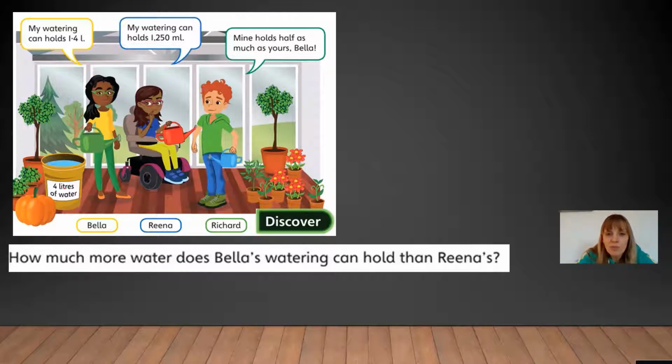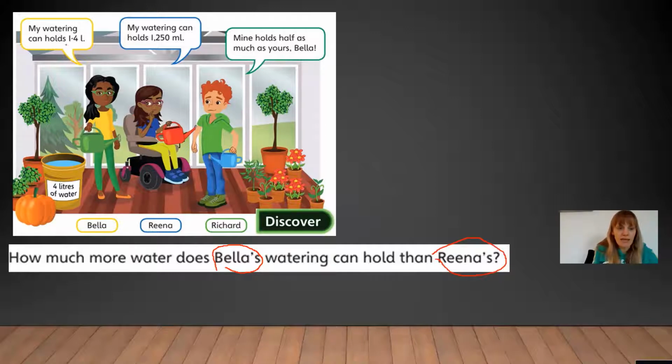Now, the most important thing I want you to take from this online lesson is that when you're working out word problems, you need to make your units the same before you calculate any answers. So if we look at this question, let's circle the important parts. We're looking at Bella's watering can and we're looking at Rena's watering can.